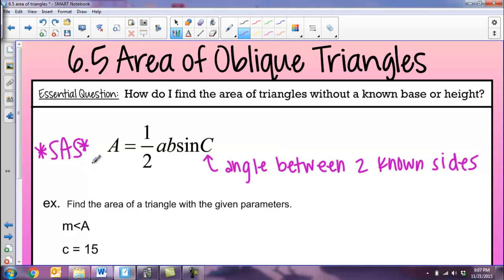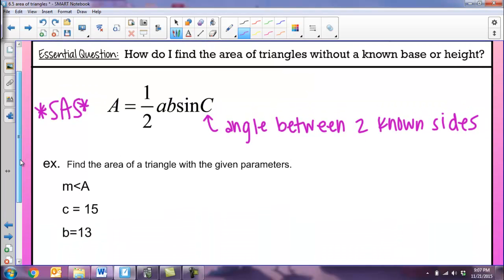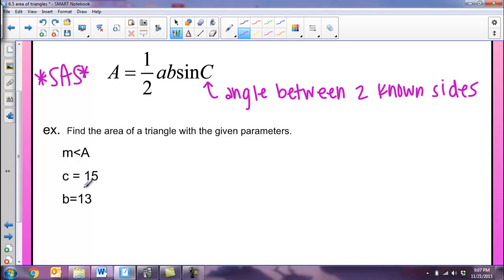So let's go ahead and get an example in here. It says find the area of a triangle with the given parameters. And so they've given me an angle and two sides. So we're going to go ahead and draw that out. Ooh, that was a terrible triangle. We have ABC. So we know, well, apparently we don't know much about angle A. I didn't write that down. It's supposed to be 71 degrees. So the measure of angle A is 71 degrees.